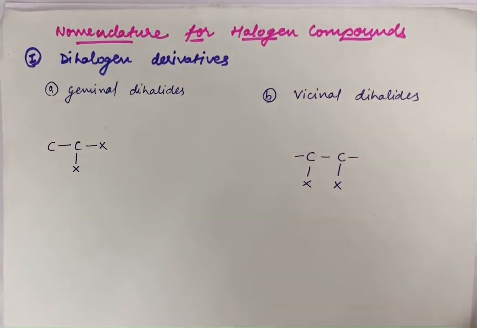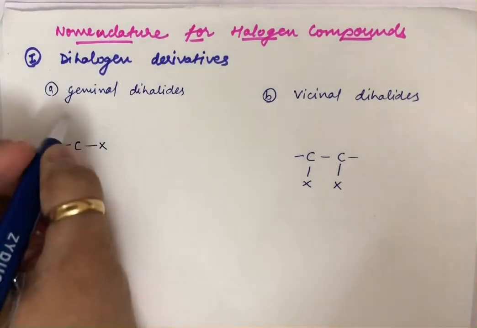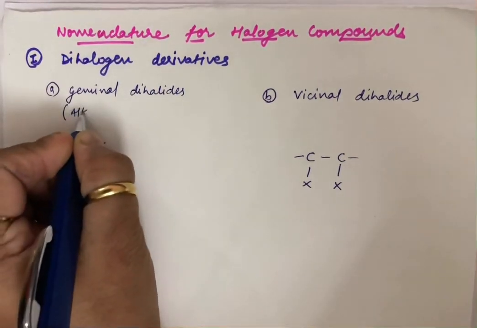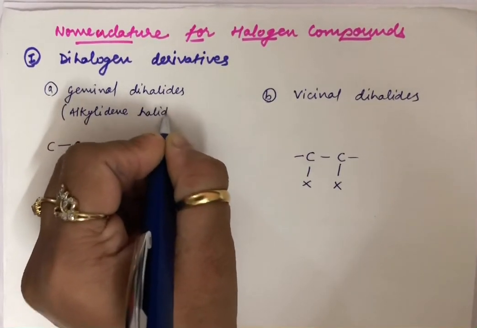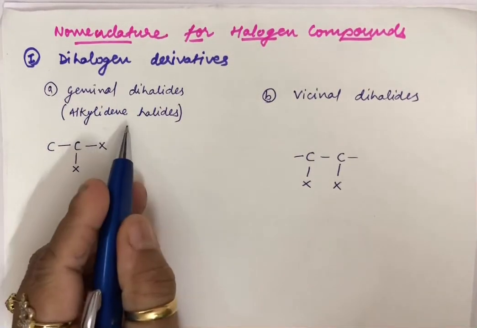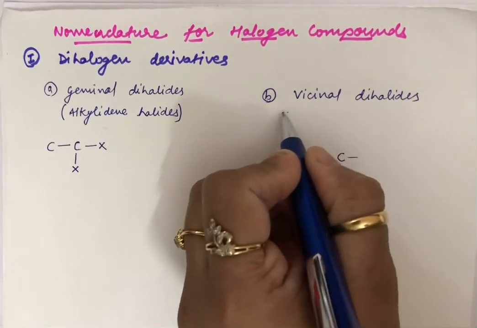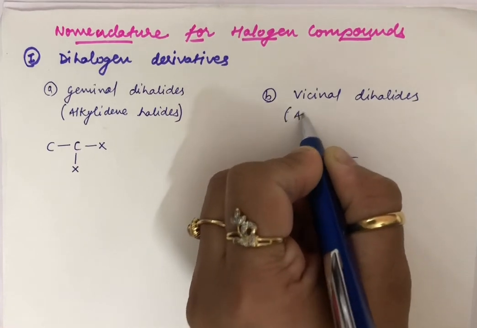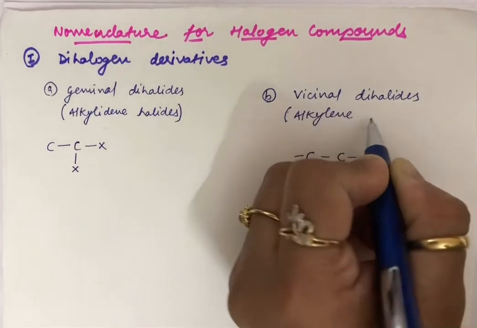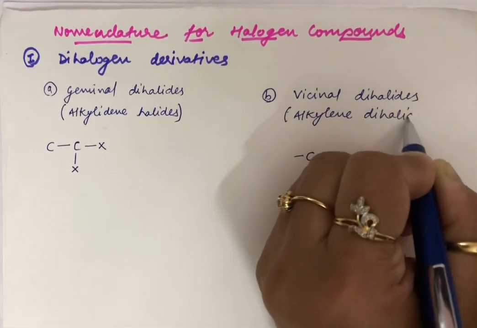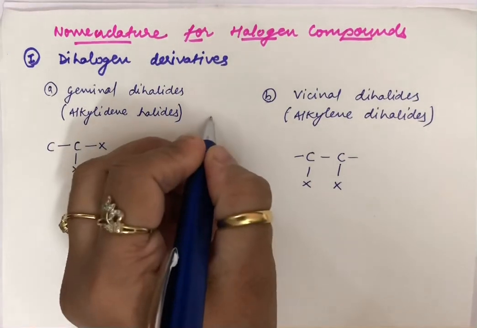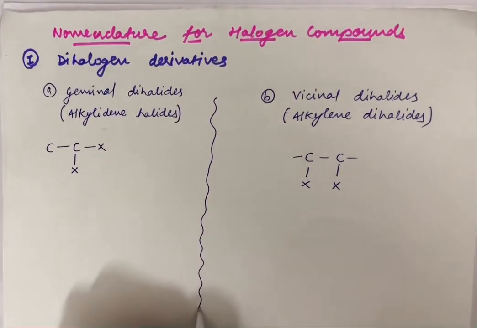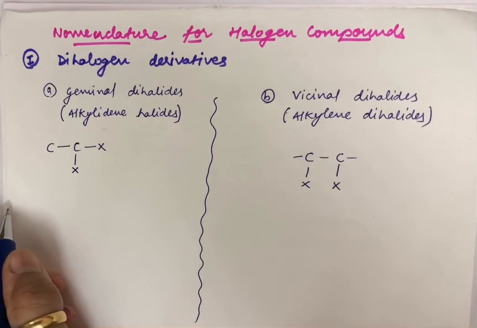Now students, commonly these geminal dihalides are referred to as alkylidene halides. Keep in mind, commonly they are referred to as alkylidene halides, and similarly vicinal dihalides are named as alkylene dihalides. So I hope the major difference between these two is understood. Now I would like to explain further by giving you examples.